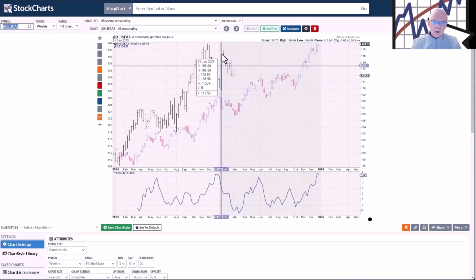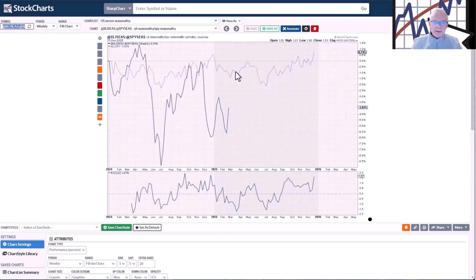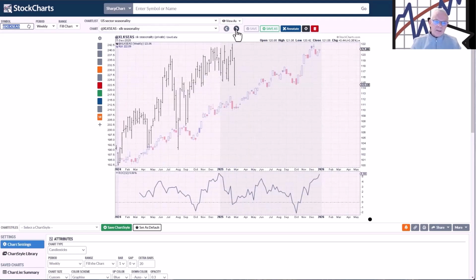Here is the seasonal pattern for industrials, and you can see how the seasonal has already sort of started bottoming out, which I think is aligning with the bottoming process that is expected somewhere in March. And you can see how it's aligning with the seasonal trend here on the main chart. So again, a sector that looks to be bottoming out in the coming weeks.